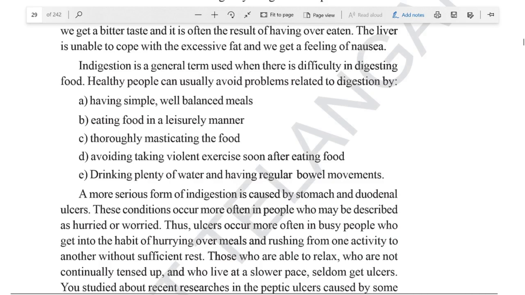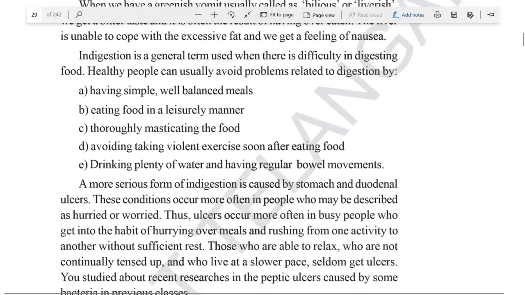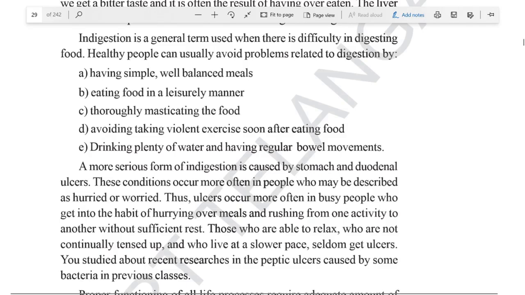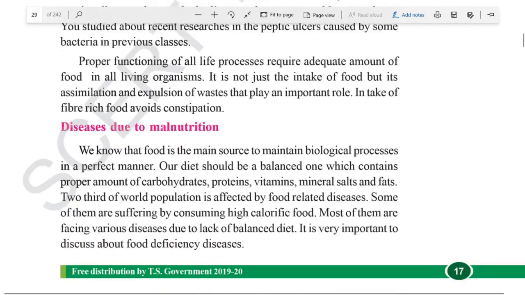Drink plenty of water and have regular bowel movements. Plenty of water we should drink, up to 7 to 8 glasses or 6 to 7 glasses depending upon your age. And bowel movement means excretion.